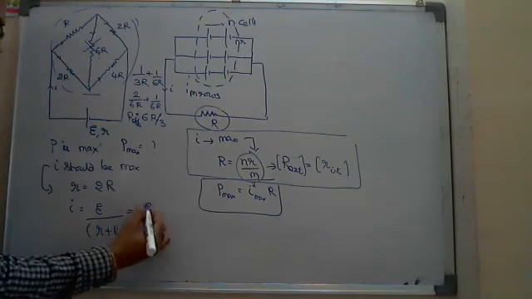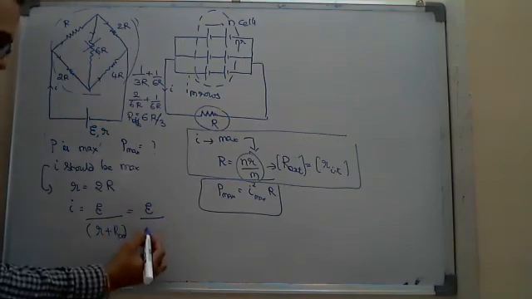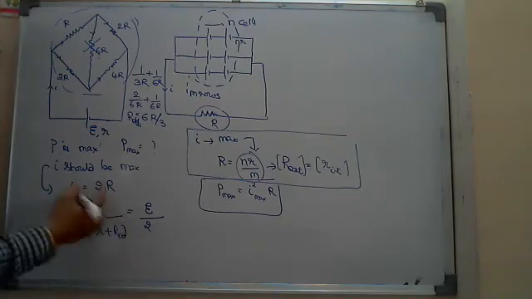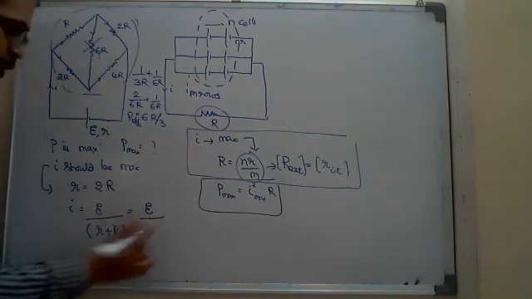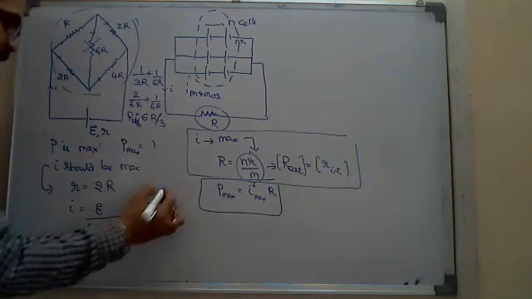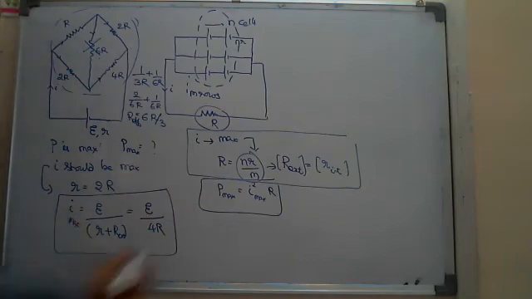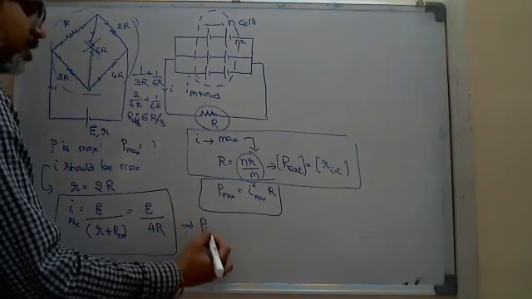So I is equal to E by the total: 2R plus small r, that is 2 into 2R, which is 4R. Now you can say this is I max, therefore power max.